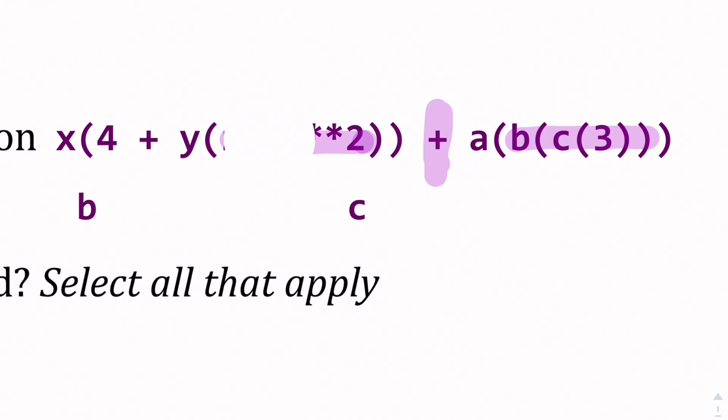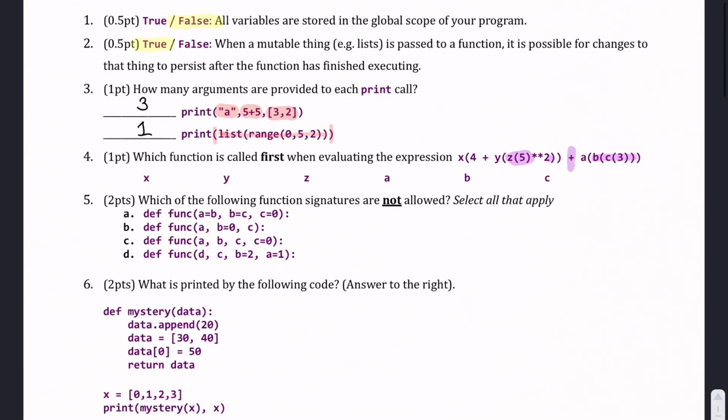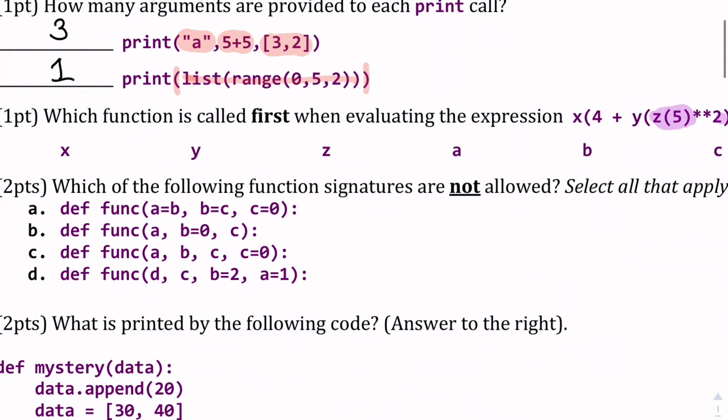Well, this is the argument to the z function. There's nothing more that has to be reduced about this argument. And so that means that this function can now be called in order to figure out the rest of this expression. So it is, in fact, the function z that will get called first. Z.